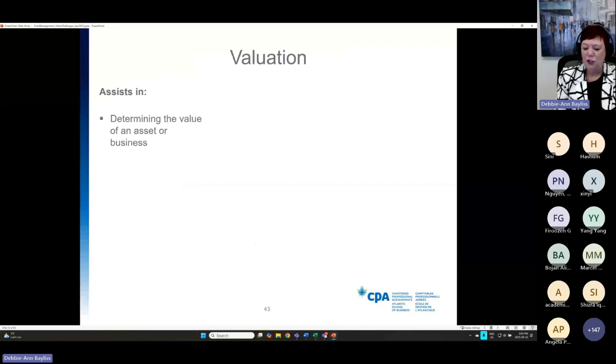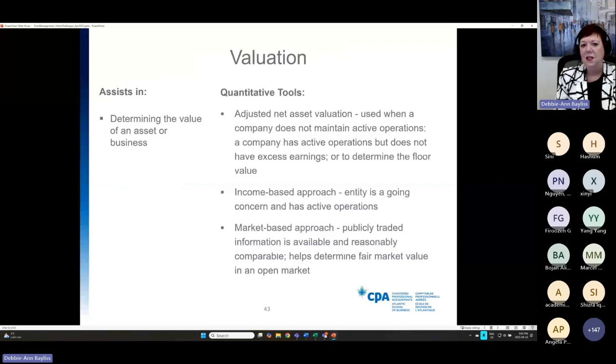Valuations. So whether it's of an asset or a business. Adjusted net asset valuation. That's used if the company doesn't have active operations or they don't make any excess earnings, or very limited. It's used a lot to determine the floor value. Okay, that's the minimum price.